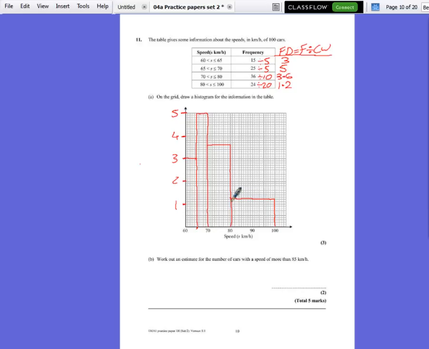It says work out an estimate for the number of cars with a speed of more than 85 kilometres an hour. Well, 85 kilometres an hour is just here. So we want all of this area here. Now that has a width of 15 and a height of 1.2. So 15 times 1.2 would give us 18 cars that have a speed of more than 85. It's only an estimate because we don't actually know the distribution within that histogram. We're just assuming that it's an even distribution.